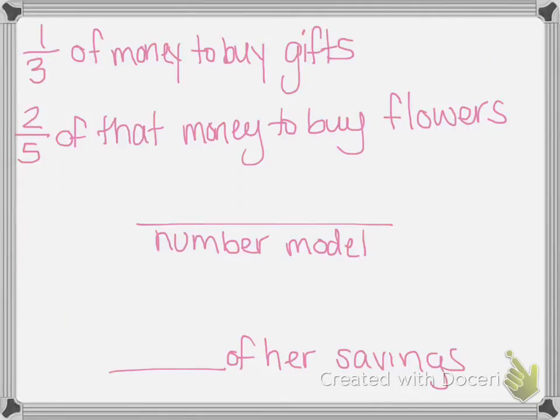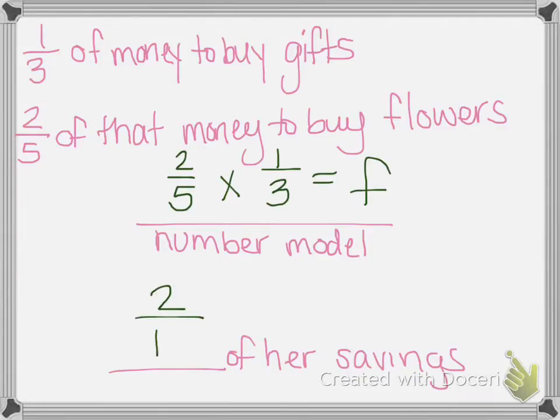Number 2 says, Josie took 1/3 of the money from a piggy bank to buy gifts. She spent 2/5 of that amount on flowers for her mom. What part of the piggy bank savings did Josie spend on flowers? So she took 2/5 of, or times, 1/3 of her savings. Equals, we'll say F for flowers. So to actually solve it, we multiply the numerators and we multiply the denominators. 2 times 1 is 2. 5 times 3 is 15. So she spent 2/15 of her savings on the flowers.